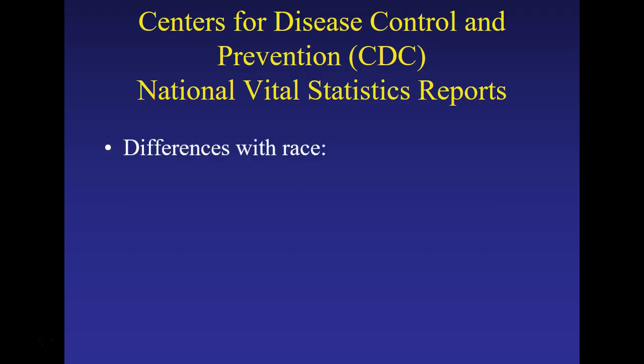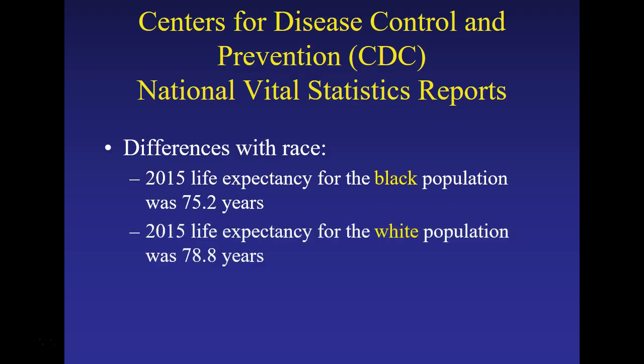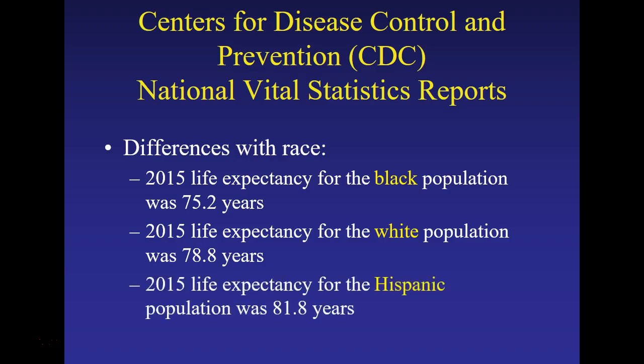All right. We also see differences between races. In 2015, the life expectancy was 75.2 years for the entire black population, and in the white population it was 78, almost 79 years. So why do we see these differences? Well, there are differences in how cultures interact within themselves and when they interact with each other, and that's a terrifying thing. For Hispanic populations, we actually see the best life expectancy.